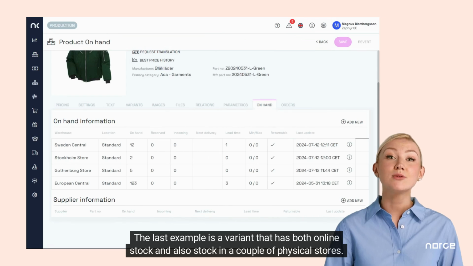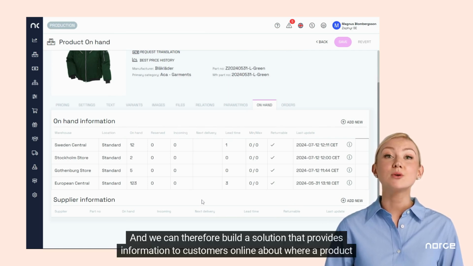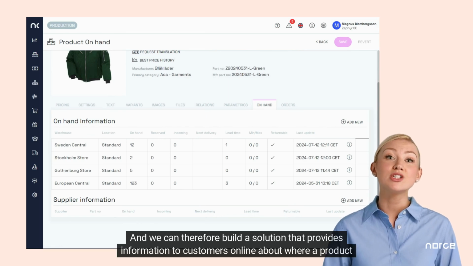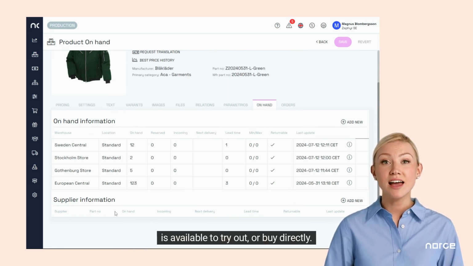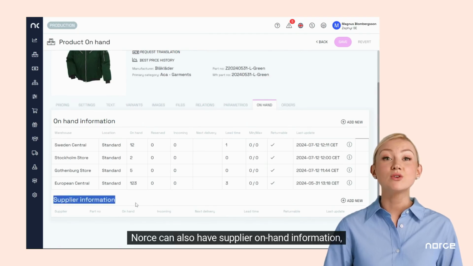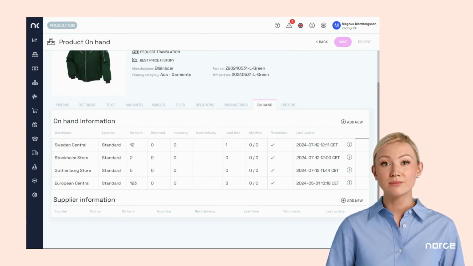The last example is a variant that has both online stock and also stock in a couple of physical stores. These inventories might come from another source, like a point-of-sale system directly to Norce, and we can therefore build a solution that provides information to customers online about where a product is available to try out or buy directly. Norce can also have supplier on-hand information. Read more about that in the documentation.